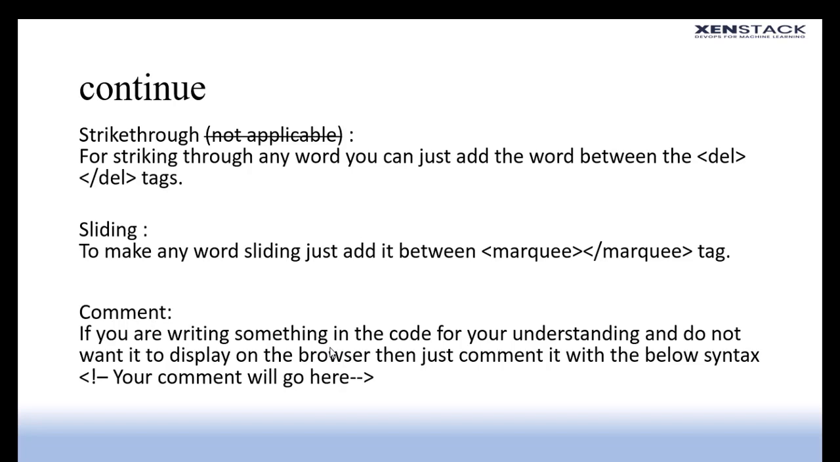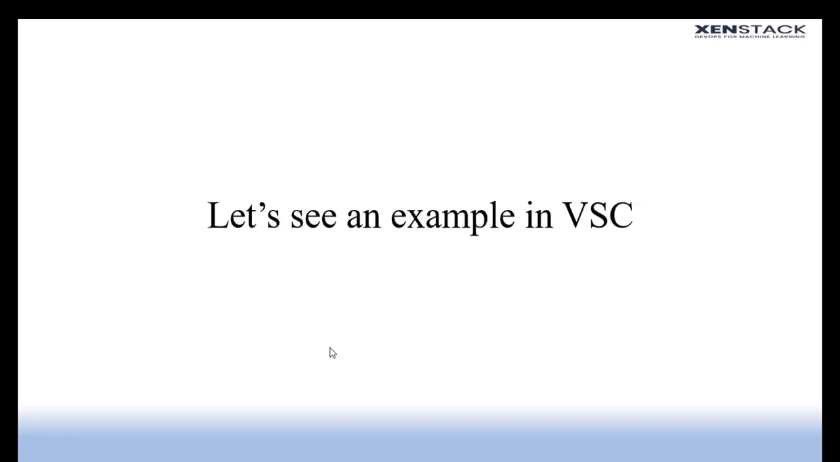Comment. If you want to put a comment, we use an exclamation mark and 2 hyphens at both ends. The comment will not be displayed on the screen but is very useful for other programmers to view your code. Now let's see this example in VS Code.